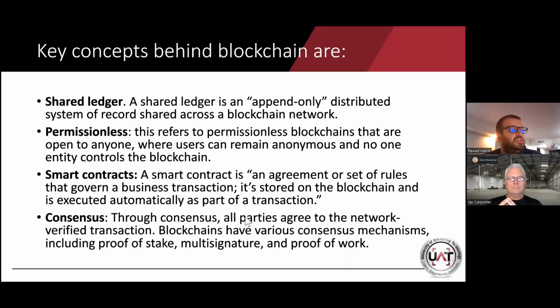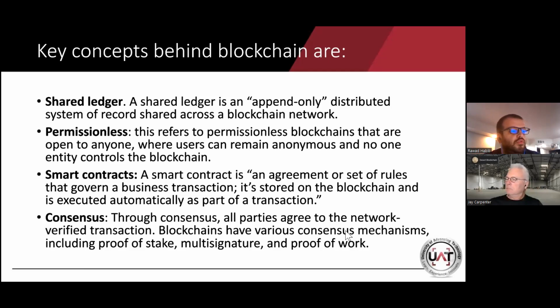Consensus. That's where all parties on the network agree on verified transactions. Blockchains have various consensus mechanisms, including proof of stake, multi-signature, and proof of work. In the centralized world, the head of the bank, the council of CEOs, decide on policies and take decisions. But in a distributed world like blockchain, we still need a way to do consensus, to vote on things and take decisions. That's what consensus is.